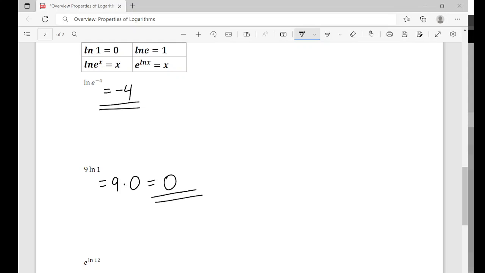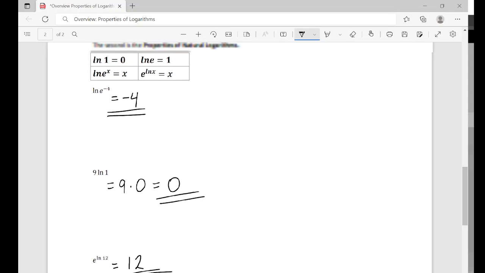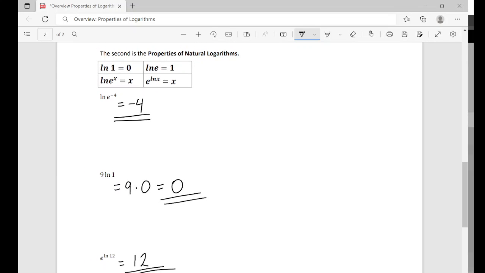Last, we have e raised to the ln 12. And so we're going to look at here and we see that e raised to ln of x, the e and the ln knock each other out, leaving you with just what's inside the argument, which is x. So in ours, the e and ln are going to cancel each other out, leaving you with just what's inside the argument, which in this case is 12. So again, these are how the natural logs work with their properties, similar to the regular logs.